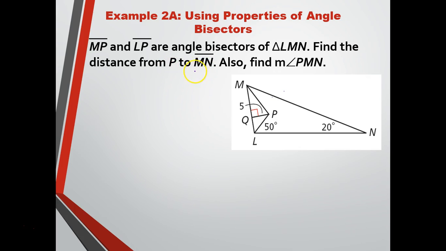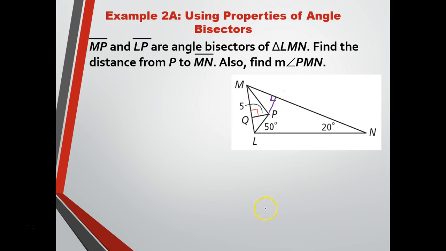And remember, the distance from a point to a line segment is going to be perpendicular to that line segment. So let's try to draw that in. So from point P, that's terrible. Let me try that again. There we go. It's a little better. And there's my right angle.